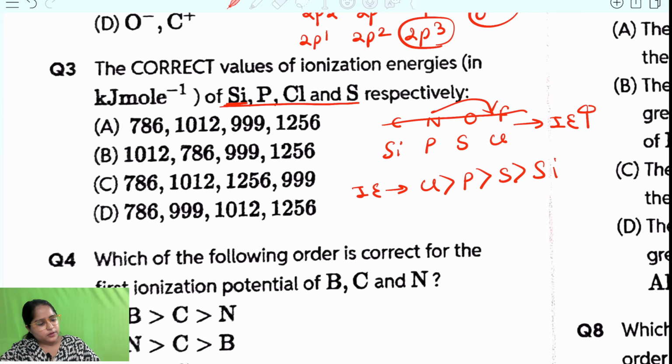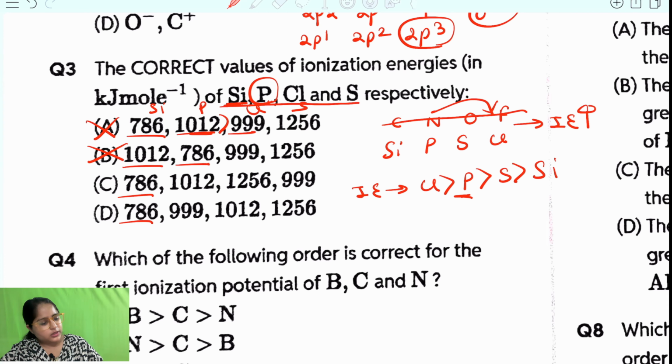So you see in which option the first value is the least. This one is wrong, 786 is equal. Now after that they are talking about phosphorus. So phosphorus is the second highest. Chlorine will be the maximum, so this is silicon, this is phosphorus, this is chlorine energy, and this is sulfur. So phosphorus will be lesser than chlorine. So you see in which option we have phosphorus less than chlorine. Here it is more, so wrong option.